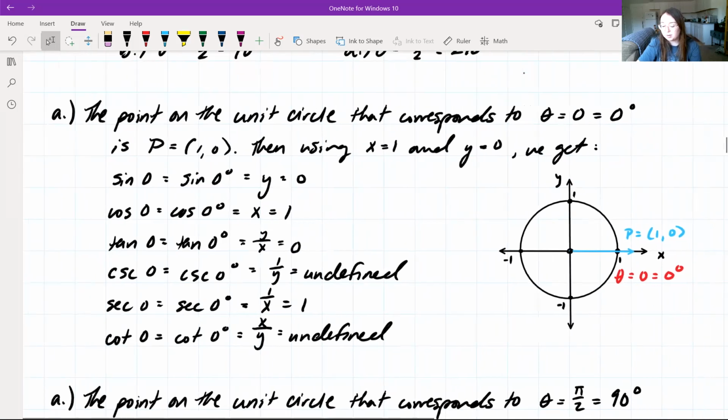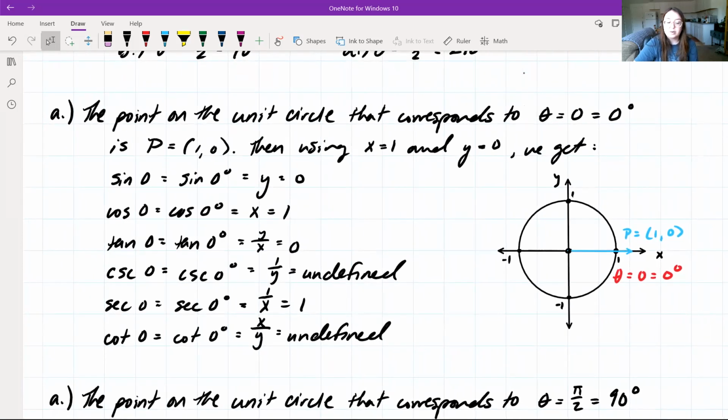So let's zoom out over here. If sine corresponds to y, this means that sine of 0 or 0 degrees is going to be equal to 0. This corresponds to y. And if cosine corresponds to x, this means that cosine of 0 or 0 degrees is going to give us 1. Because remember, P is of the form of the ordered pair x comma y. So in this case, x is 1 and y is 0. So sine of 0 is 0, cosine of 0 is 1.